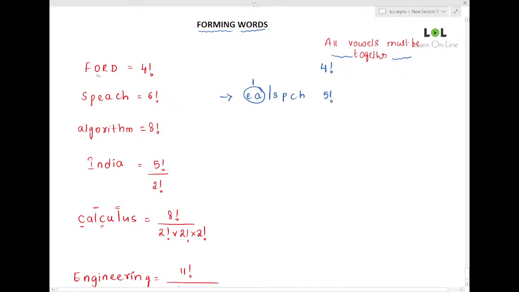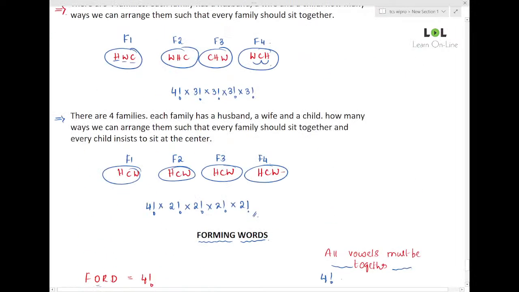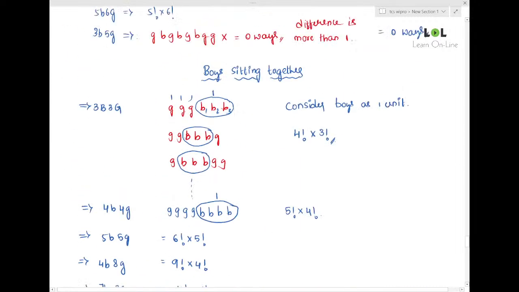I'm repeating that point. This is exactly the same as all people sitting together. This is the same as all boys sitting together. We have done that in the previous case. Observe here. Where was that?